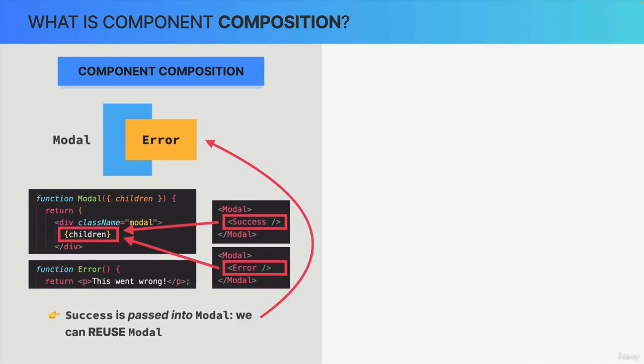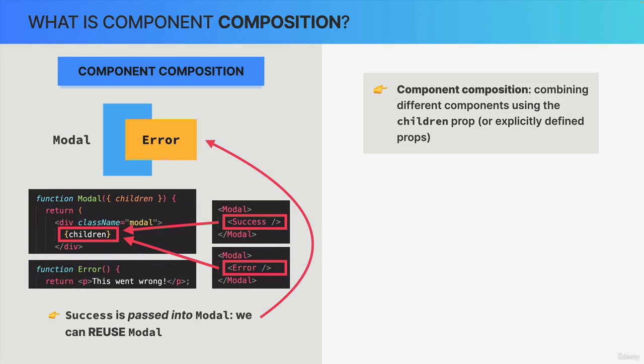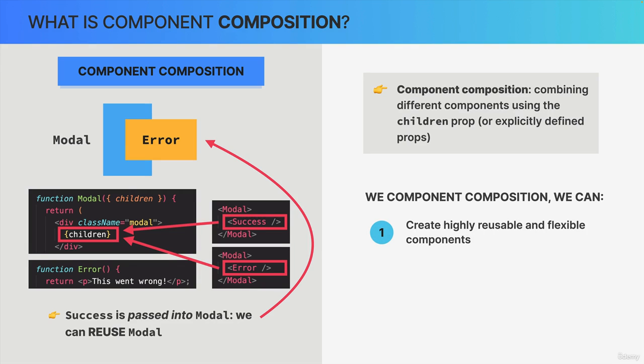So formally, component composition is the technique of combining different components by using the children prop or by explicitly defining components as props. Now, we use composition for two big reasons, or in two important situations. First, when we want to create highly reusable and flexible components, such as the modal window, or really a million other reusable components that we can think of. And we do this really all the time.